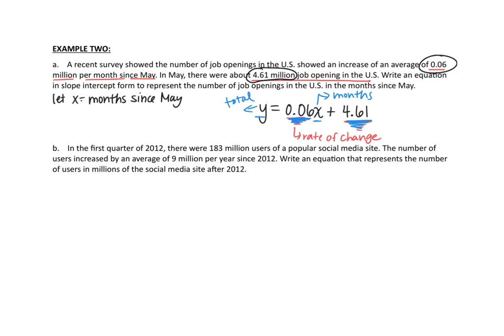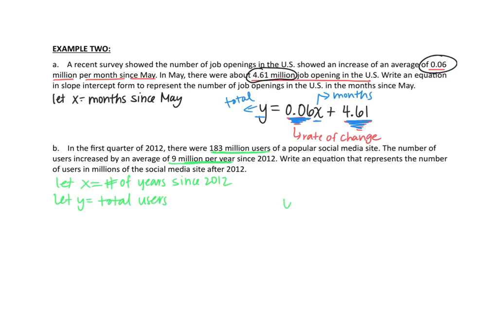All right, so for my next one, in the first quarter of 2012, there were 183 million users on a popular social media site. So that's my starting amount. The number of users increased by an average of 9 million per year since 2012. It says, can you write an equation that represents the number of users in millions after 2012? Okay, so again, in this one, X is going to be the number of years since 2012. Y is going to be my total. Let Y equal the total users.